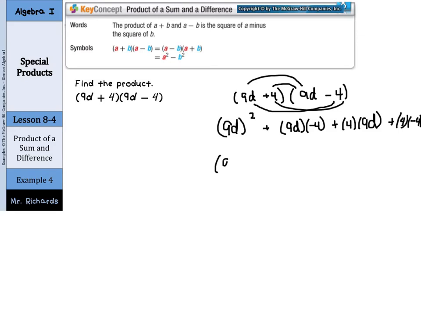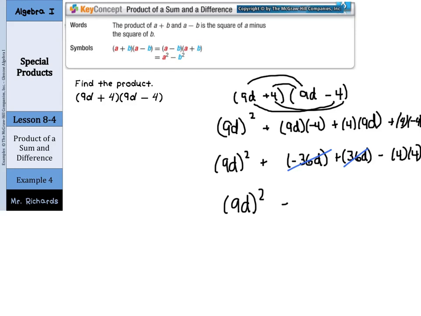Now 9d squared, we'll just keep 9d squared for the sake of this example. Now in the middle, 9d times negative 4 is plus a negative 36d, and 4 times 9d is plus 36d. And what if I take this negative and make it minus just 4 times 4? Well, a neat thing again happens. This negative 36d cancels out with the positive 36d, and all we're left with is 9d squared minus, well, 2 4s is just 4 squared. So it's just a fancy way of explaining this rule. The middles cancel out.